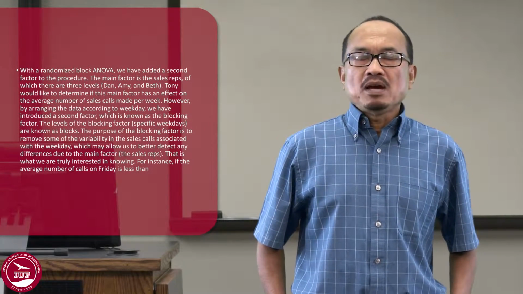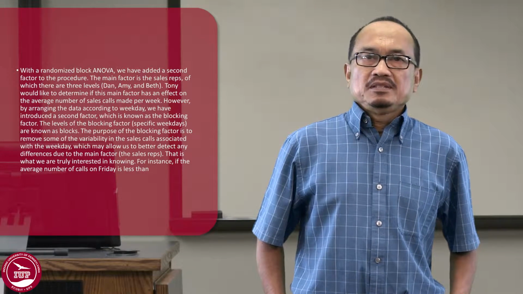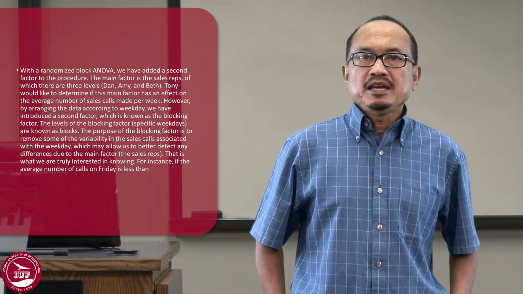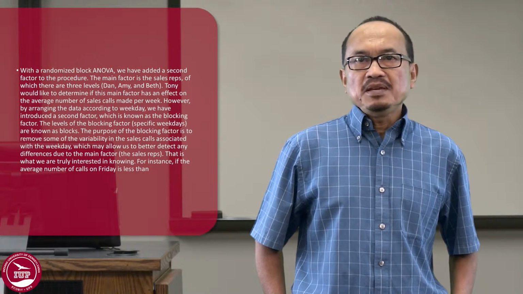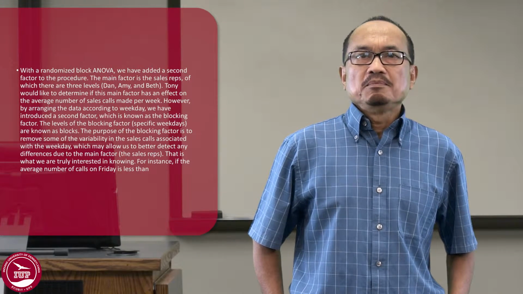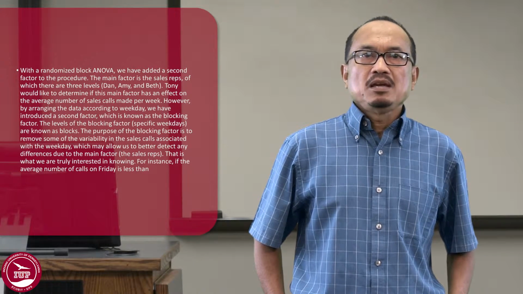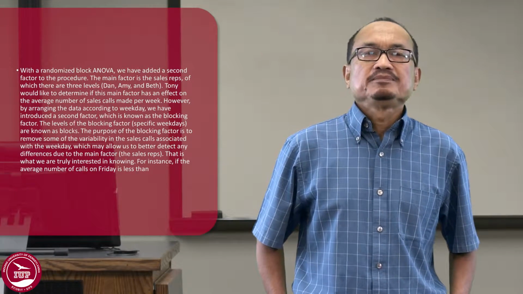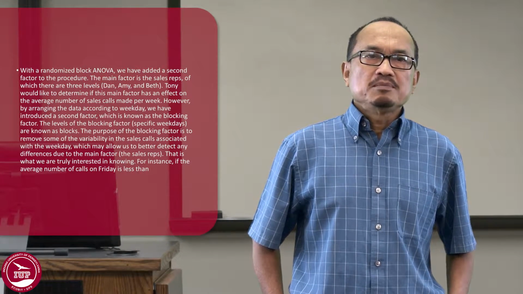With a randomized block ANOVA, we have added a second factor to the procedure. The main factor is the sales rep, of which there are 3 levels: Dan, Amy, and Beth. Tony would like to determine if this main factor has an effect on the average number of sales calls made per week. However, by arranging the data according to weekdays, we have introduced a second factor, which is known as the blocking factor. The levels of the blocking factor, the specific weekdays, are known as blocks.